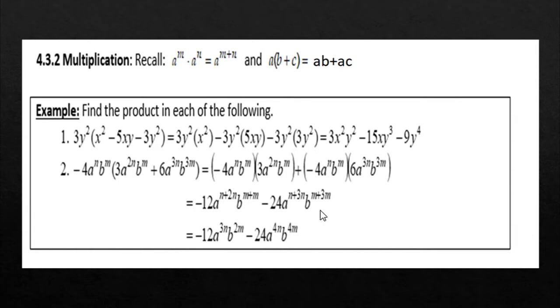So, to simplify further, we have negative 12 a to the power of 3n, since n plus 2n is 3n, b to the power of 2m, since m plus m is 2m, minus 24 a to the power of 4n, and b to the power of 4m.